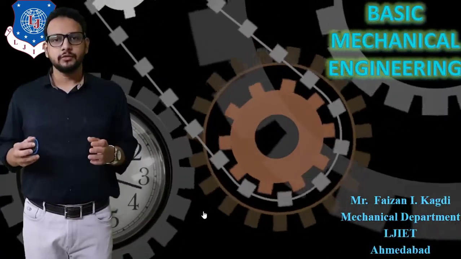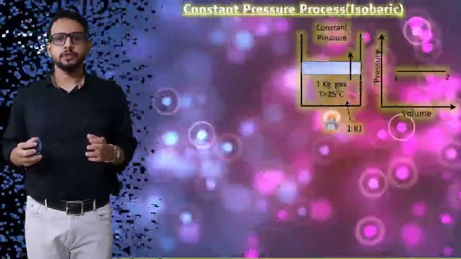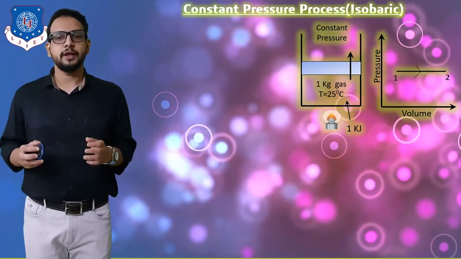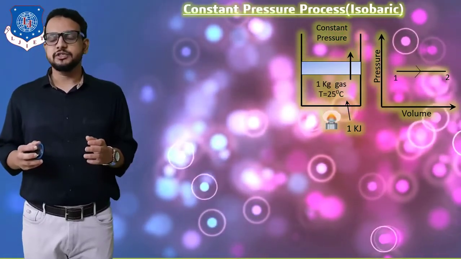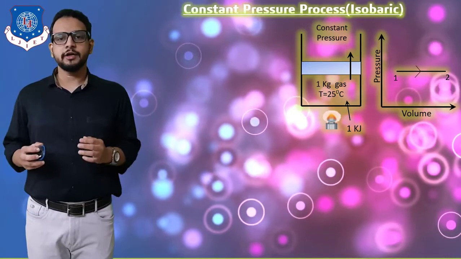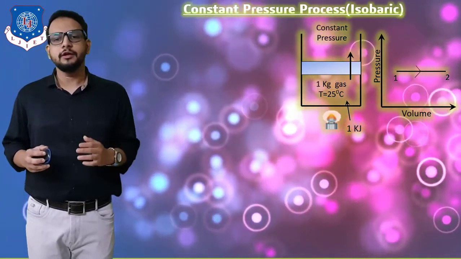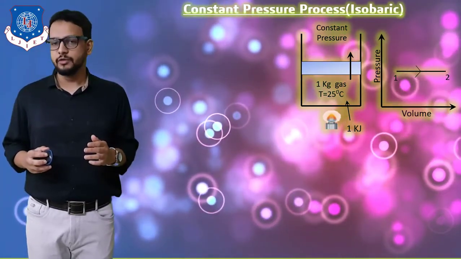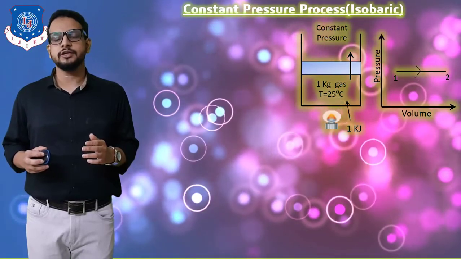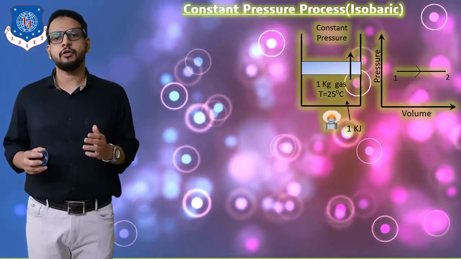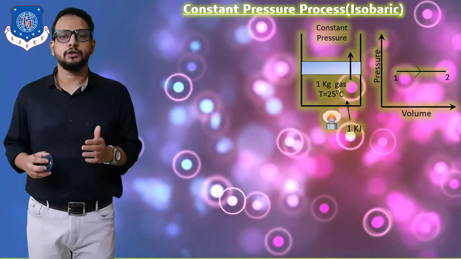So let's begin with our topic, that is constant pressure process. So it is also called as an isothermal process, and a piston cylinder arrangement for this process is already shown on your screen along with the pressure versus volume diagram, in which it is shown that this is a horizontal line, pressure is remaining constant from state 1 to state 2.